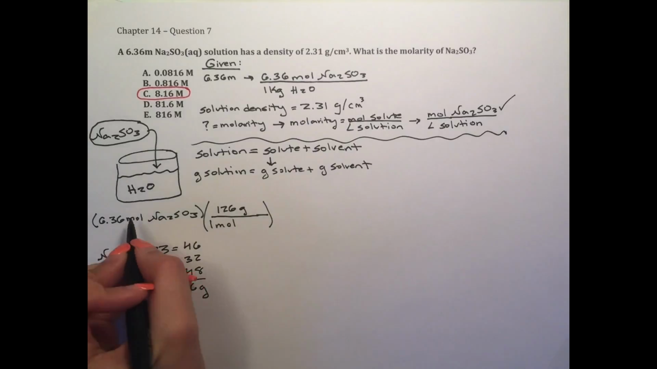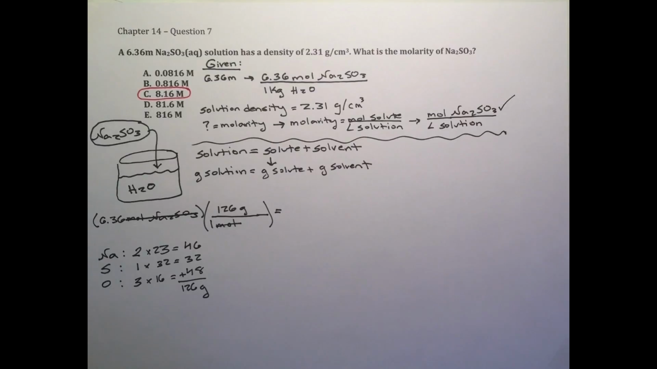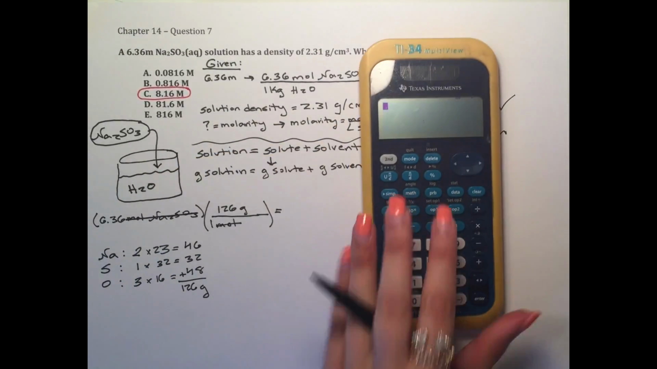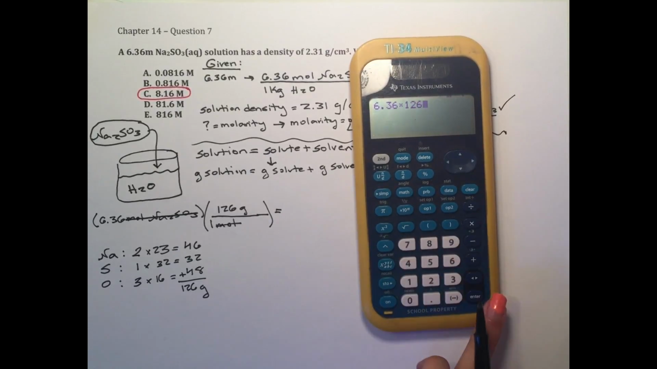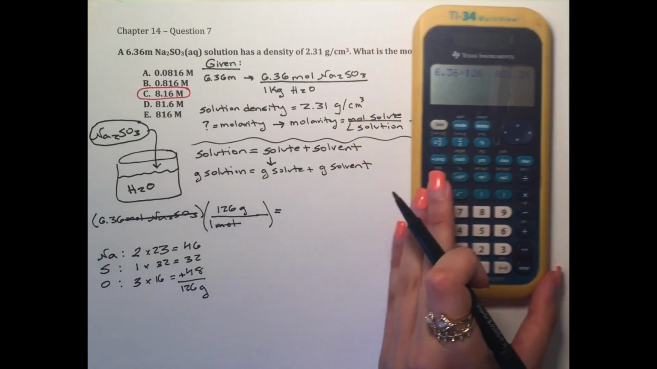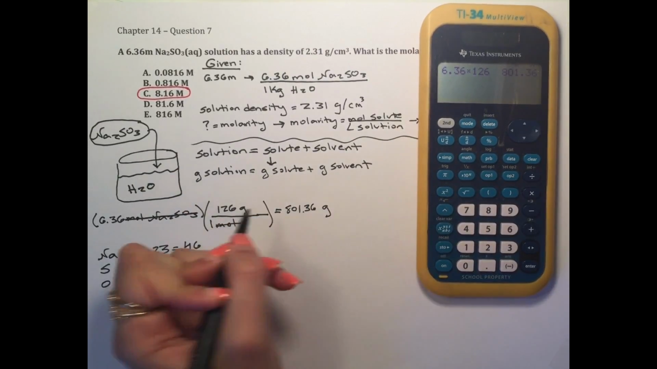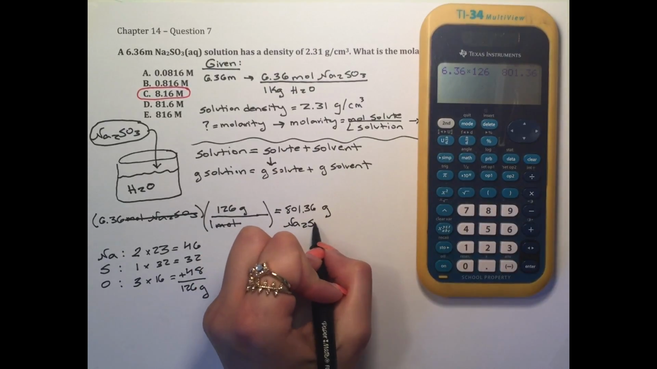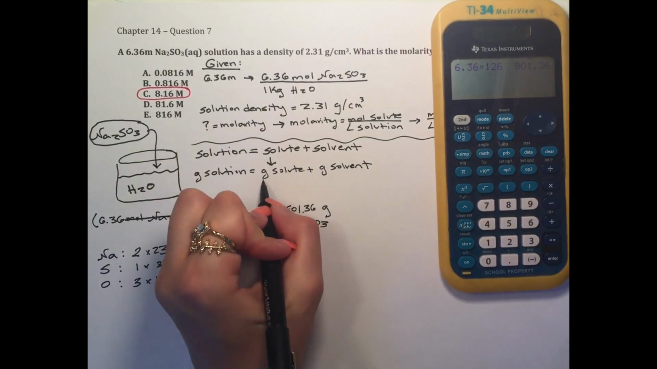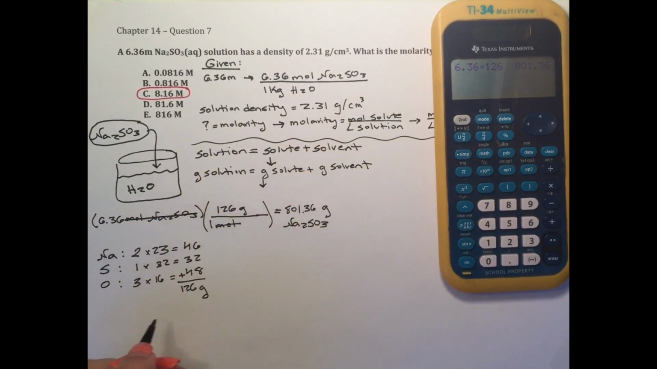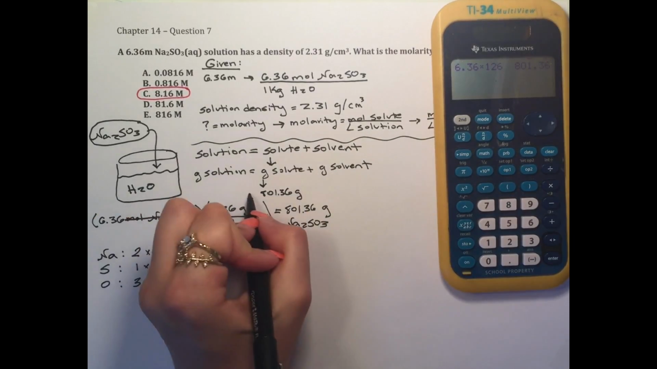All right, so let's cancel out our moles and solve for grams of Na2SO3. So that's going to be 6.36 times 126, and that gives us 801.36 grams of Na2SO3. All right, so let's just plug that in. 801.36 grams.